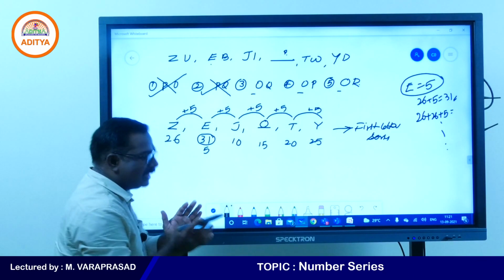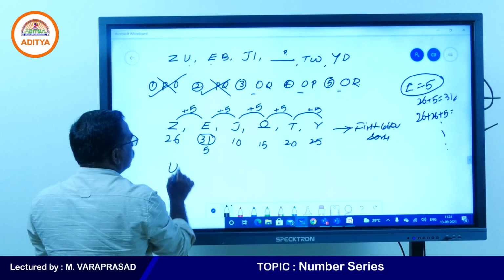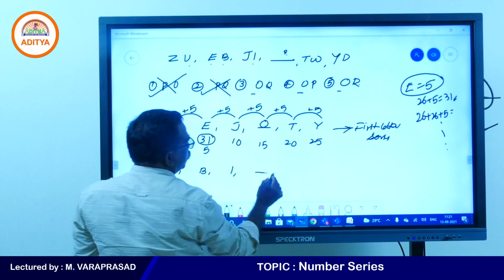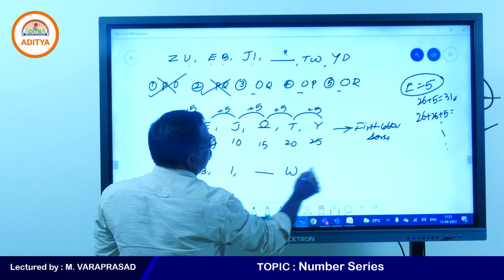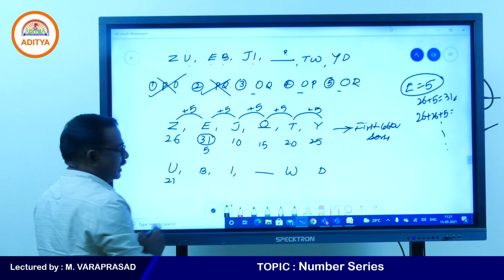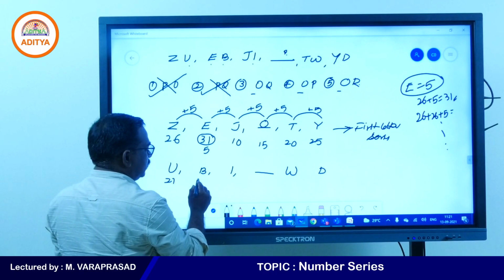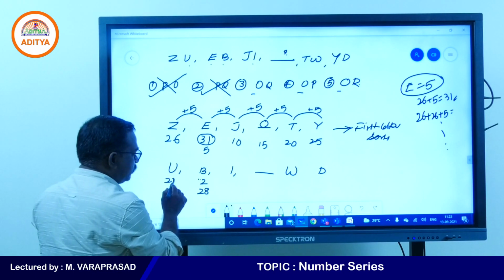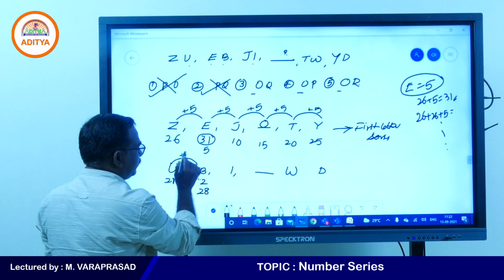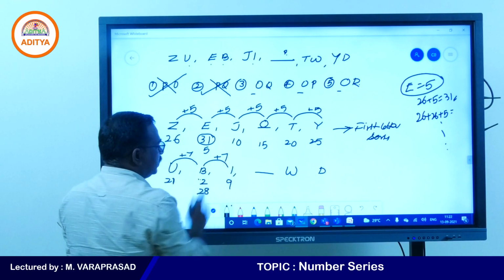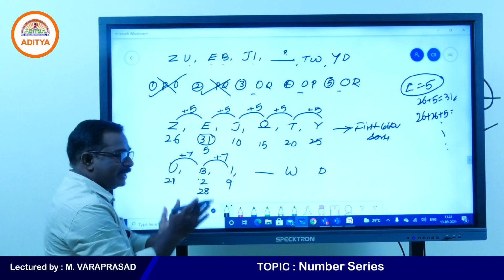Now let us go for the second letter series: U, B, I, question mark, W, D. So this is the 21st letter, and we are getting here the second letter, or we can take 26 plus 2, the 28th letter. 21, 28 means the difference is plus 7. So 2, 9th letter, plus 7. So the series is going on plus 7, plus 7, plus 7.